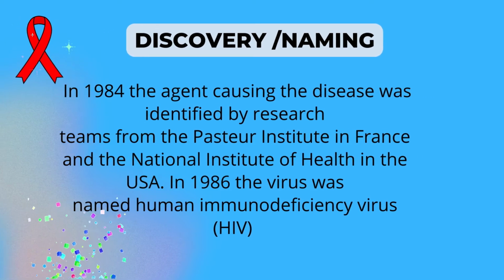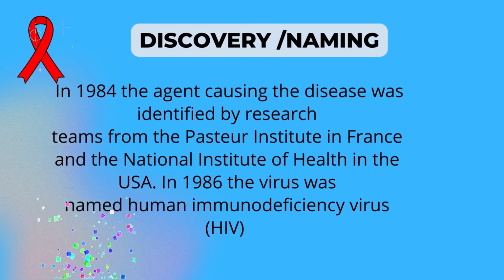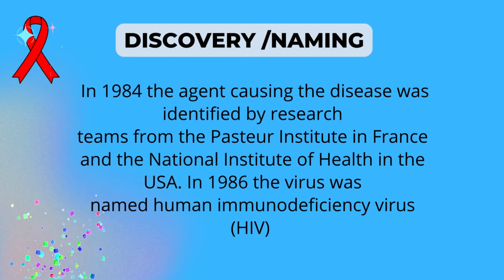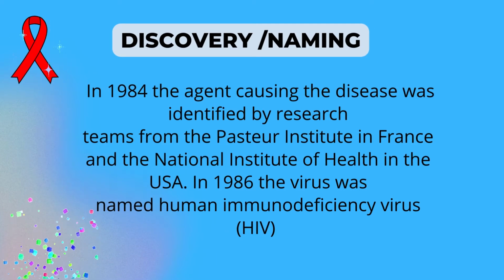Discovery and naming. In 1984, the agent that caused the disease was identified by a research team from the Pasteur Institute in France and the National Institute of Health in the USA. One team was working at the Pasteur Institute in France, another team of scientists was working at the National Institute of Health in the USA, and they identified HIV as the cause of AIDS. In 1986, the virus was named human immunodeficiency virus, that is HIV.